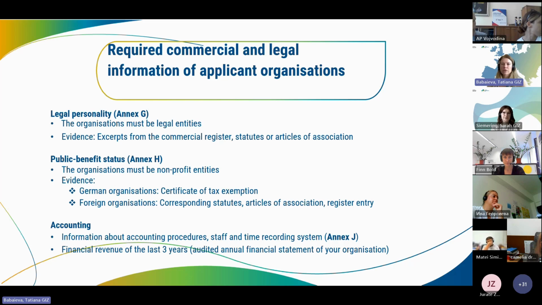German organizations should provide a certificate of tax exemption. Non-German organizations should provide corresponding statutes, articles of association, or register entries. The next point refers to the accounting system you have in place. Please fill in the information about your accounting procedures on the EUKI platform, and Annex J for your staff and time record system, if no system is in place yet. Additionally, please provide the financial revenue of the last 3 years by submitting audited annual financial statements.